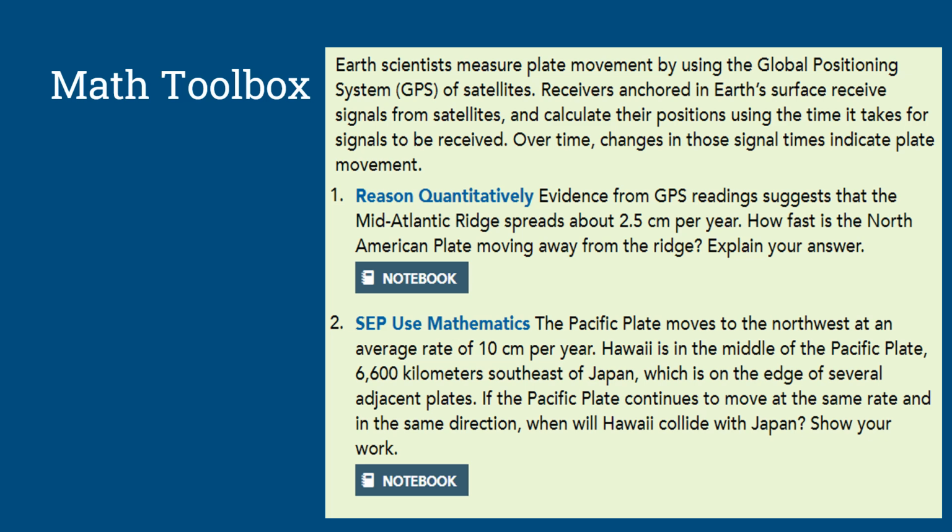So, number 1, evidence from GPS readings suggests that the Mid-Atlantic Ridge spreads about 2.5 centimeters per year. How fast is the North American plate moving away from the ridge? Explain your answer.